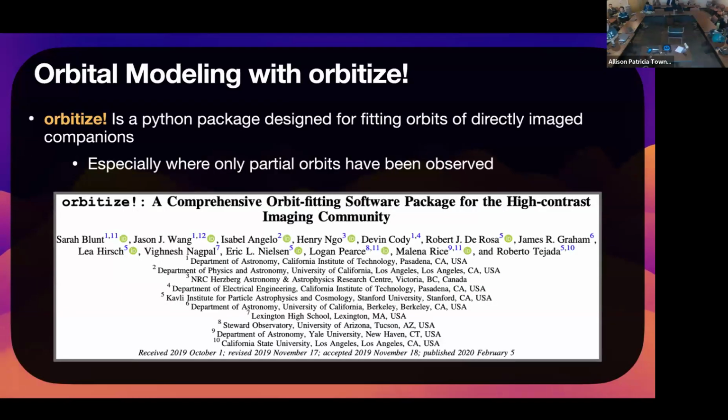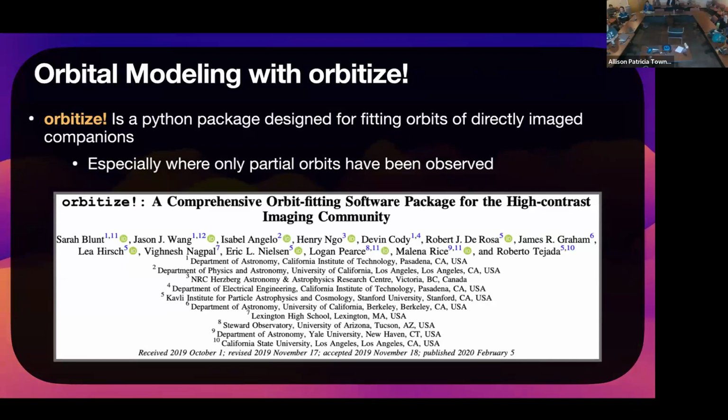So from the astrometric measurements that we made, we sought to model this companion's orbit for the first time. We used this orbitize package in Python, specifically designed for fitting orbits of long period companions, especially when you've only observed part of an orbit. If you've observed the complete orbit, you can get a perfect solution.